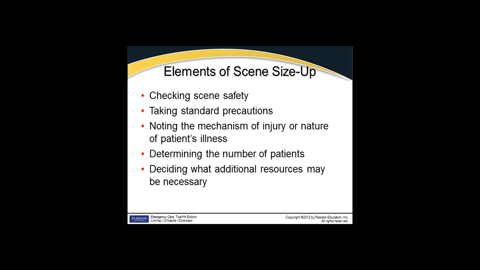The mechanism of injury is how did they get hurt. So injury or trauma is how did someone get hurt, and the nature of the patient's illness is how did they get sick, or what is sick. We don't always know how they got sick, but what's sick with this person? A respiratory problem, a heart problem, a general "I don't feel good." We're going to determine the number of patients.